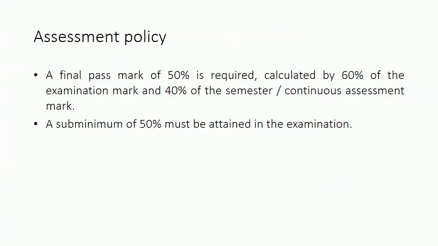A final pass mark, this is how the module is going to be assessed. A final pass mark of 50% is required, calculated by 60 of the examination and 40 of the semester or continuous assessment. And when we are talking of continuous assessment, we are talking of assignments. A sub-minimum of 50% must be attained in the examination. So our examination is out of 120. You are expected at least to score minimum 60 marks out of 120. That will become your 50% from the examination, added to the marks you get in the assignment.